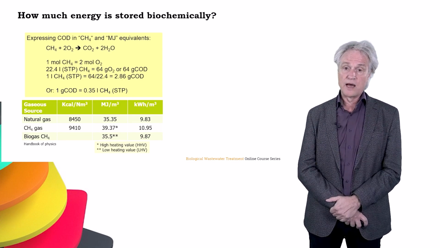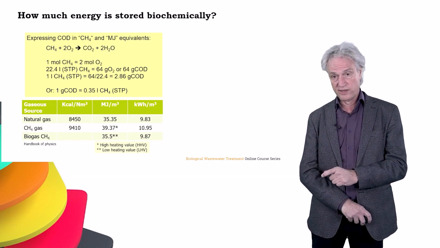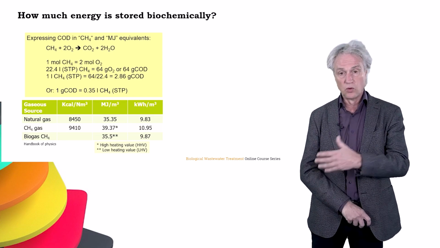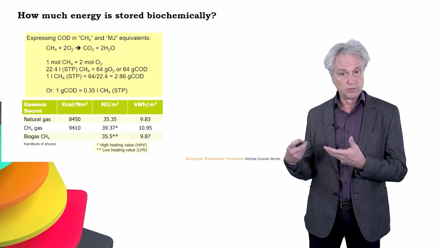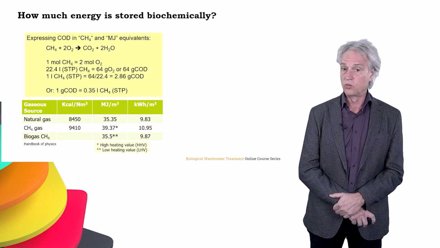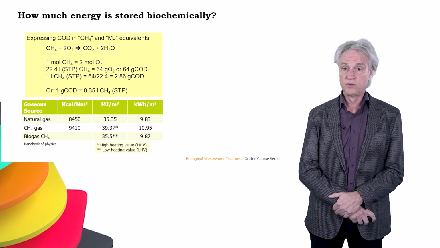We call it a higher heating value and a lower heating value. Now if we work with the energy content in anaerobic digestion, where we use the biogas methane, then we always work with the low heating value.